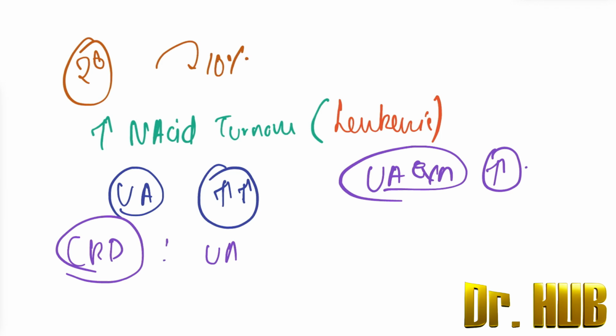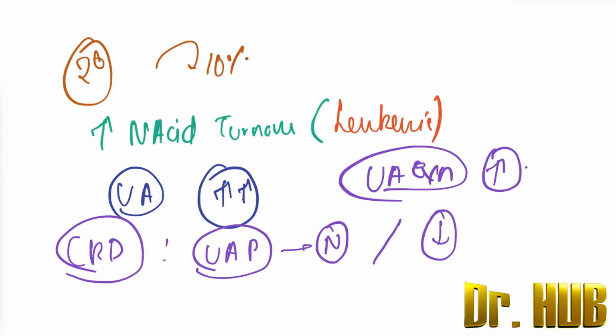In chronic renal diseases, the uric acid production will be normal, whereas the uric acid excretion is going to be reduced.